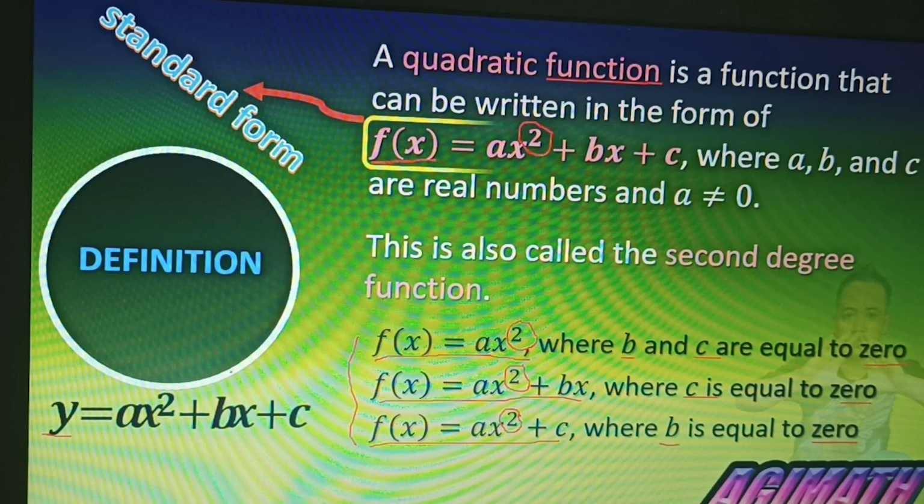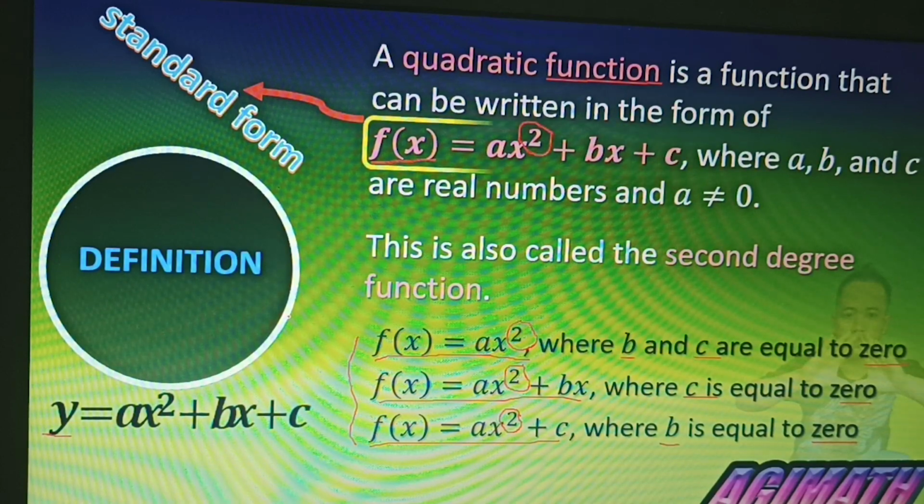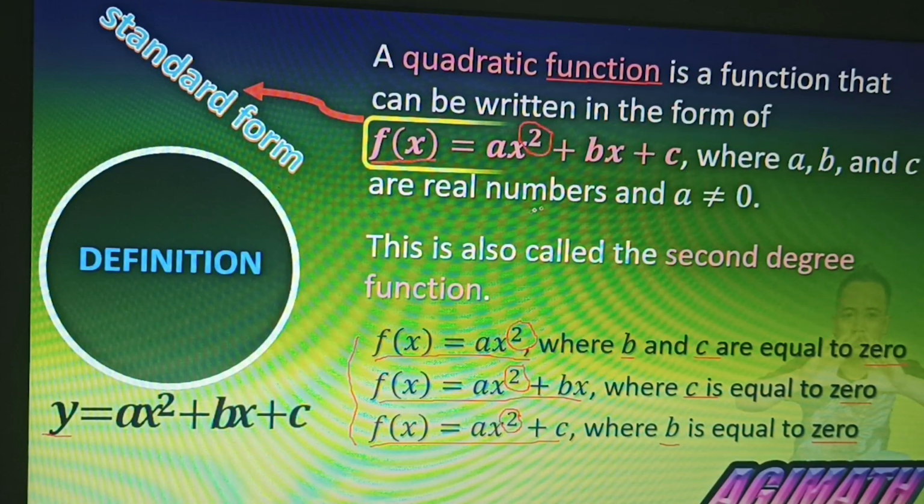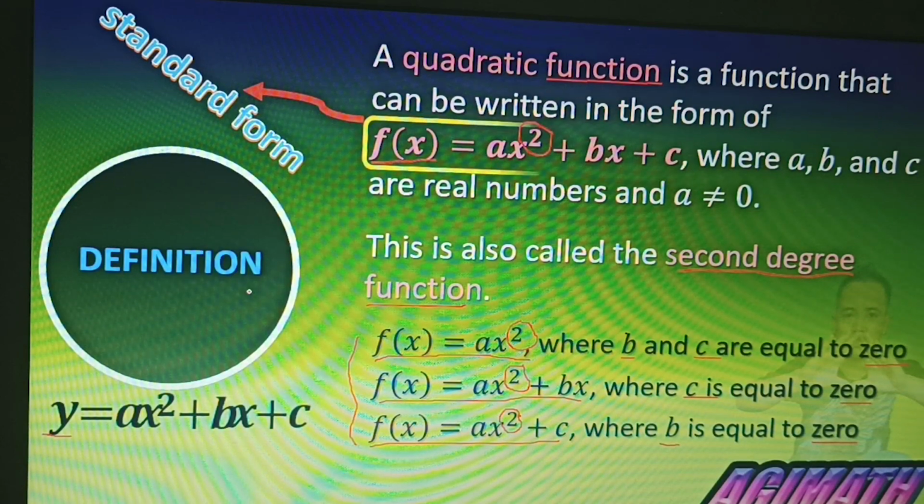That's a function. So in order for you to determine if it's a quadratic function, you just check if it's a second degree function. You look at the exponent; the highest exponent should be 2, and it should be on x. If we are dealing with x and y, it should be on x, not on y.